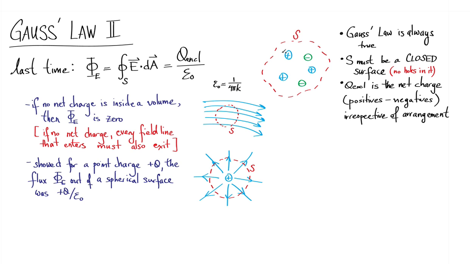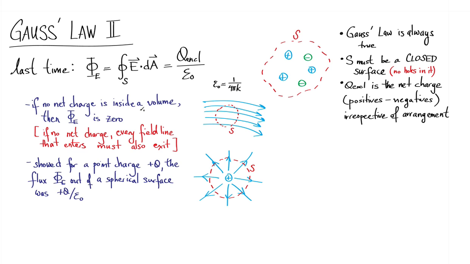S, again, must be a closed surface, so that means there's no holes punched through it. If I cut a hole in the surface, there might be electric field lines that leak through that aren't accounted for if the surface isn't closed. So there's no holes punched in surface S. And Q enclosed is the net amount of charge inside. It's the positive charges minus the negative charges. That's irrespective of the arrangement. So, for instance, if I took this charge here and I moved it over there, as long as I kept them all inside surface S, it doesn't change the value of the electric flux.